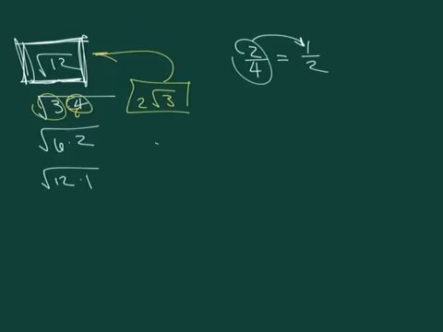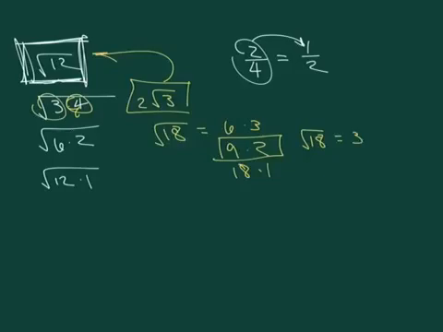So let's look at the square root of 18. Well, there's 6 times 3, there's 9 times 2, and there's 18 times 1. Which one has a number that I can take the square root of? I can take the square root of 9. So I'm going to write the square root of 18 is the square root of 9 times the square root of 2. Can I take the square root of 2? No, so it has to stay under the radical sign.